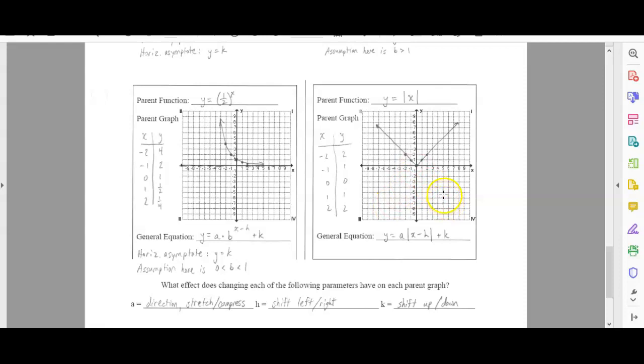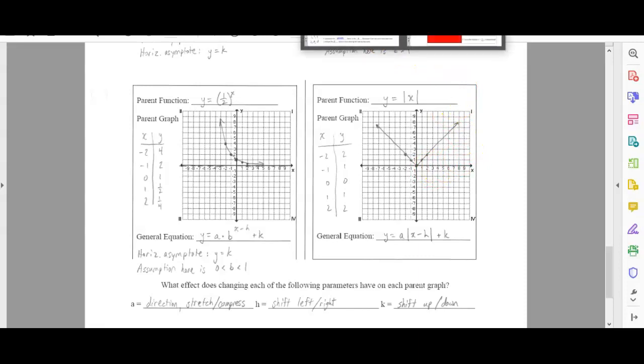So those are the 8 basic functions that we have at this point. We will have more throughout the course of the year, but that's what we have to this point, and those are the ones that you're responsible for at this time. Again, highly recommend flashcards with a graph on one side and a parent function and general equation on the other.